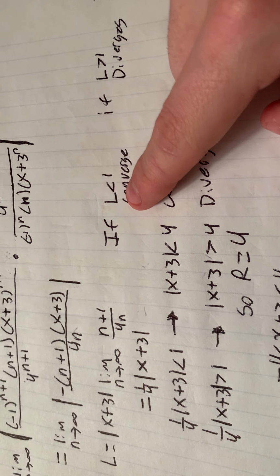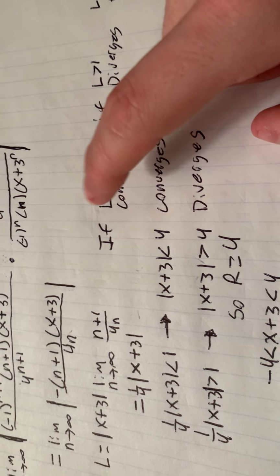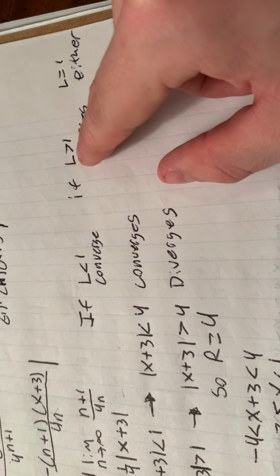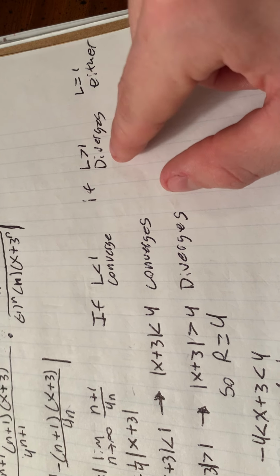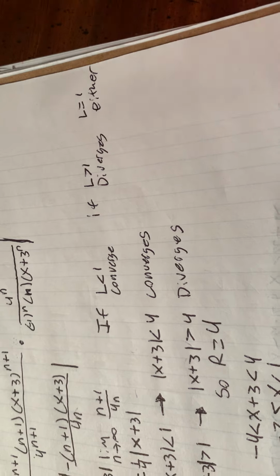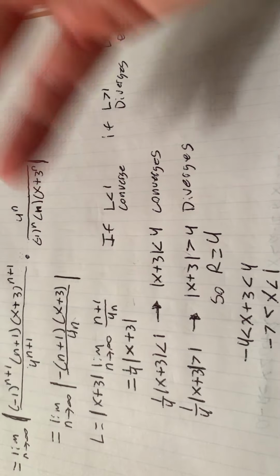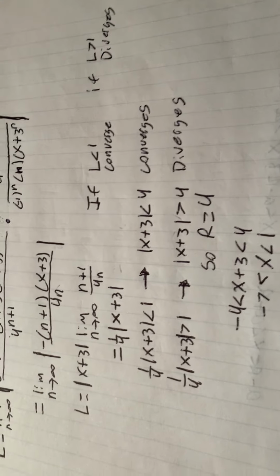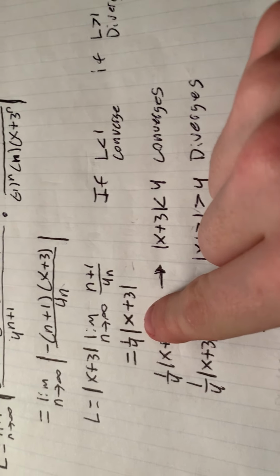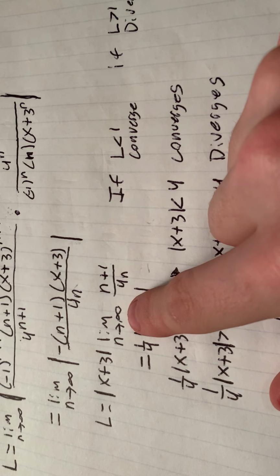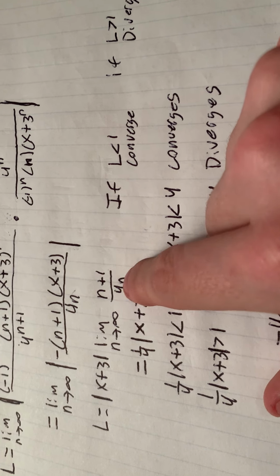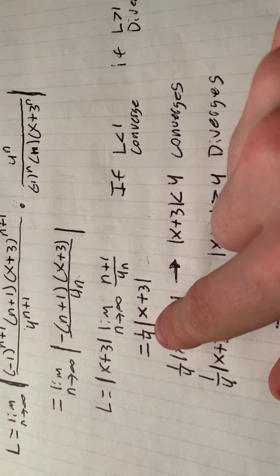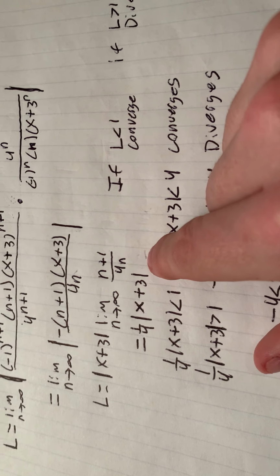As a definition of the interval of convergence, you need to know that when the limit is less than 1, it's going to converge. When the limit is greater than 1, it diverges, and when L is equal to 1, it's either, which relates back to the beginning point that we had. So then you can solve this problem: plug in infinity for n, you get 1/4. So 1/4 of the absolute value of x plus 3.